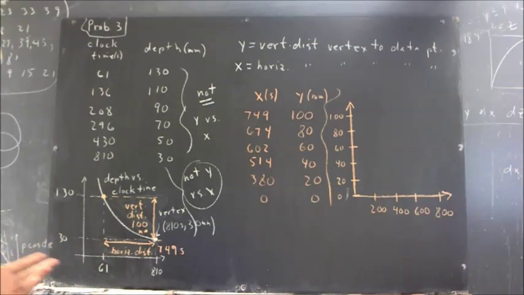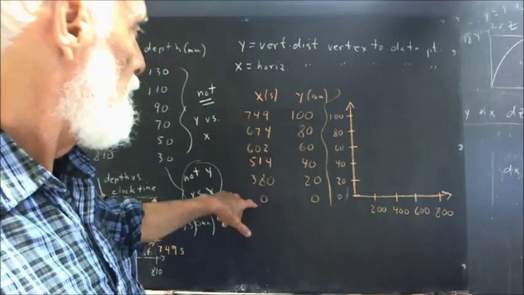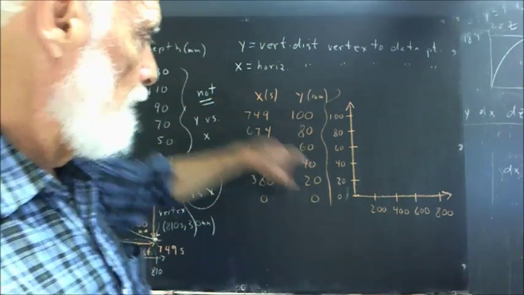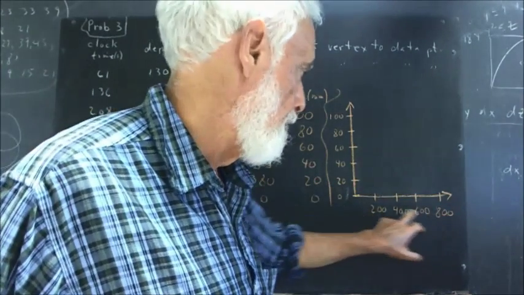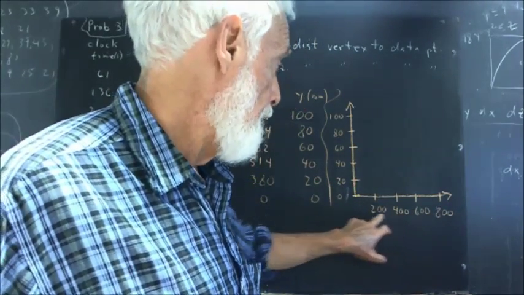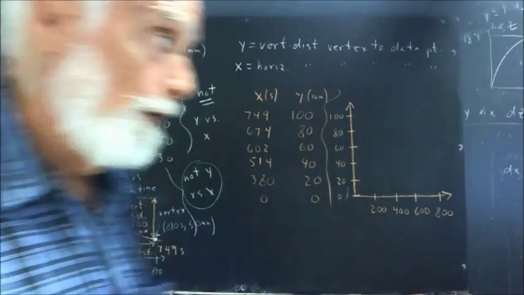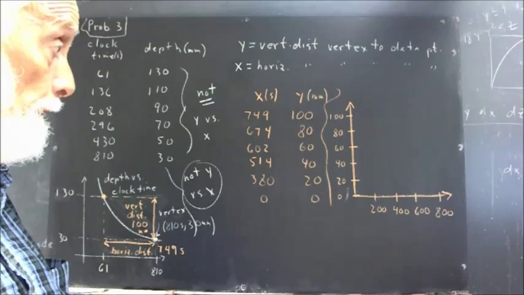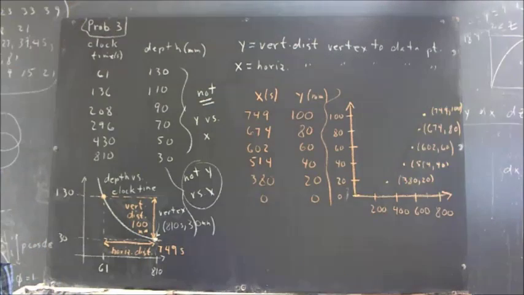Okay, I've set up a graph scale. 0 to 100 is easy. 0 to 749, well, I went 0 to 800 because 800 is easy to subdivide. Cut it in half, you get 400. Cut that in half, you get 200. And then cut this interval in half, and you'll find your location for 600. Now let's go ahead and plot the points. Again, I'll do this off camera.